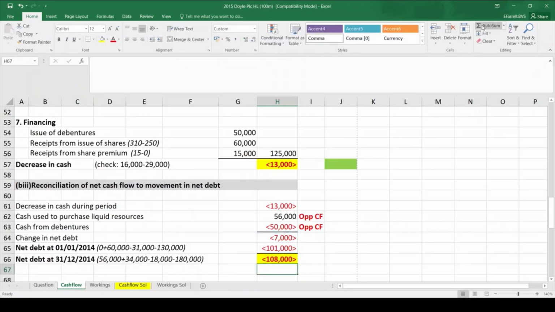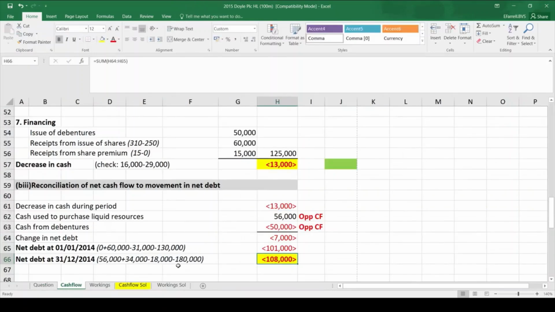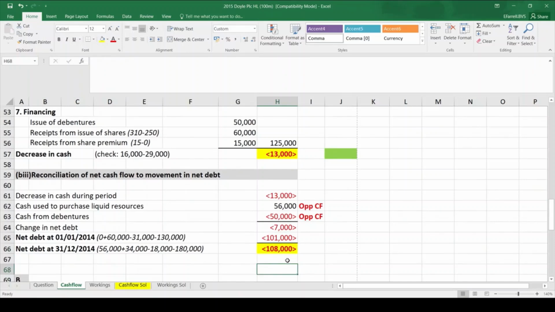Now I just add in here minus 7 and minus 101 is minus 108,000, which is my net debt at the end. And again, when I calculate it the same way as the net debt at the start, it should add up to minus 108. So again, I'm taking my government securities of 56, they're an asset, a plus. My cash of 34, an asset, a plus. My bank overdraft, a liability, it's a minus of 18. And the debentures, a loan, minus 180. So if I add these across, 56 plus 34 minus 18 minus 180, that does come to minus 108. So that works out. It adds down, and then when I check it, it also comes to minus 108. So I know that is correct.